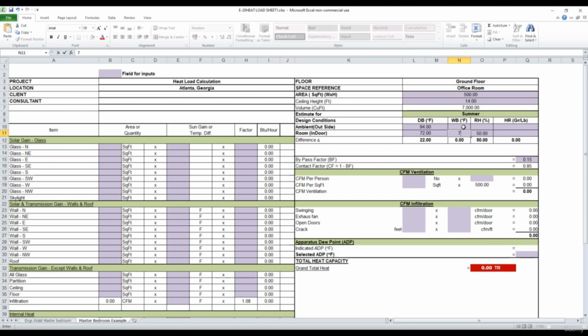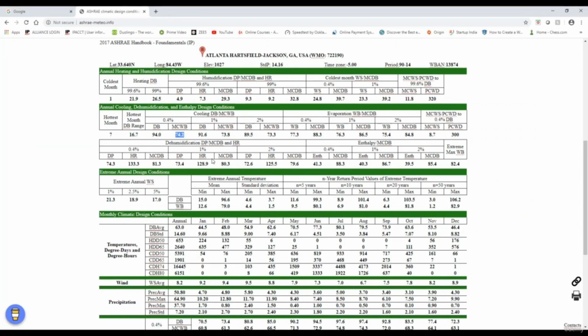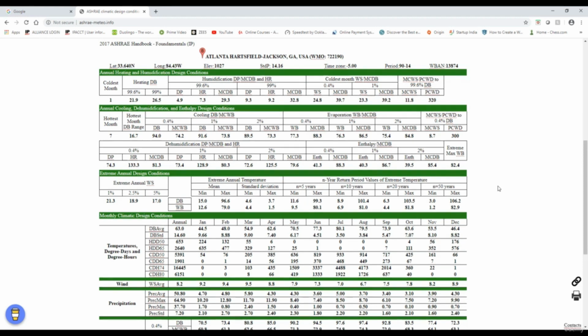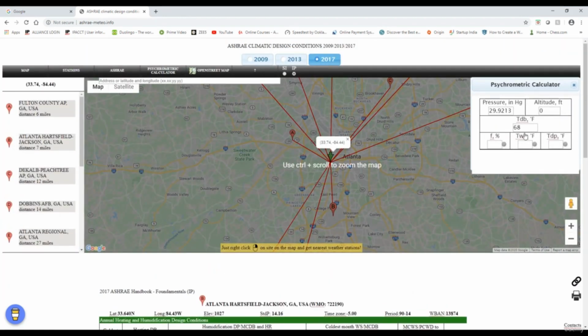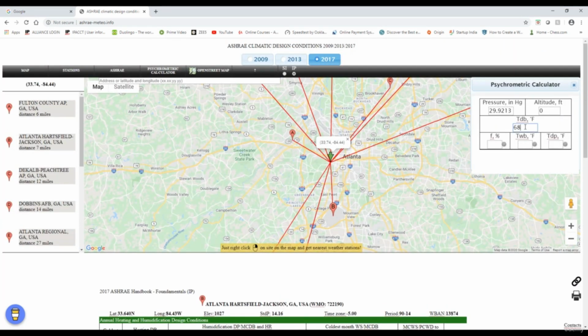Now we have to find out the relative humidity and the grains per pound for the dry bulb temperature of 94 F and wet bulb temperature of 74.2 F. At the same me.info website, we will find a psychrometric calculator in future. We are going to find out this value referring to a psychrometric chart, but as of now, we are going to refer to this psychrometric calculator.